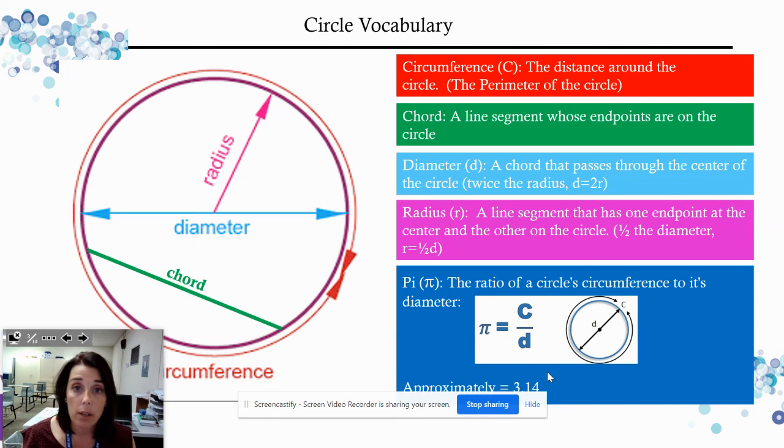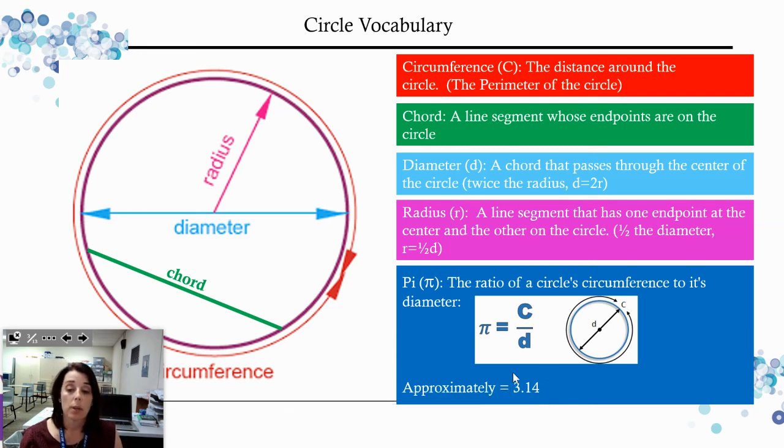Pi is a very long number. It has a decimal that never stops. The numbers never stop after the decimal, and it also never repeats. So a lot of calculators will have a special button that represents the value of pi. But for this class, we're just going to use the number 3.14. So anywhere you see this pi symbol, you can take it out of the equation and replace it with the number 3.14 and then do the math accordingly.